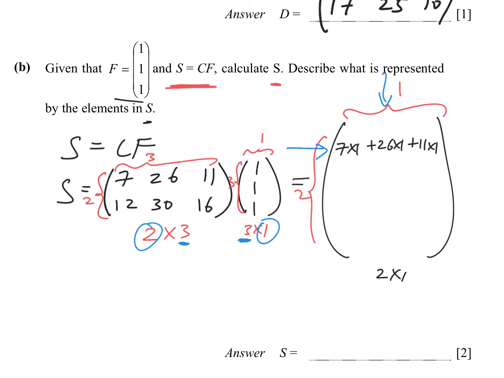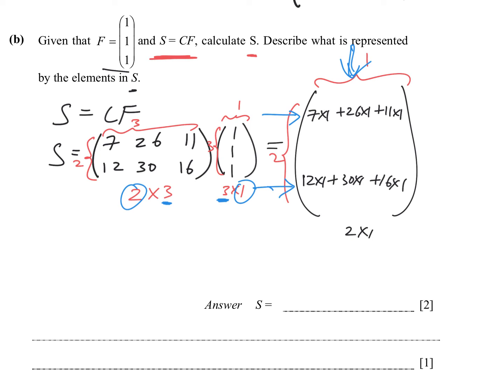And then, now we have the second row, and of course we only have one column. So we look at the second row, and only one column. And then we see that it will be 12 times 1 plus 30 times 1 plus 16 times 1. And then, if you simplify this, this will give you 44 and 58. So let me write it down. There you go.